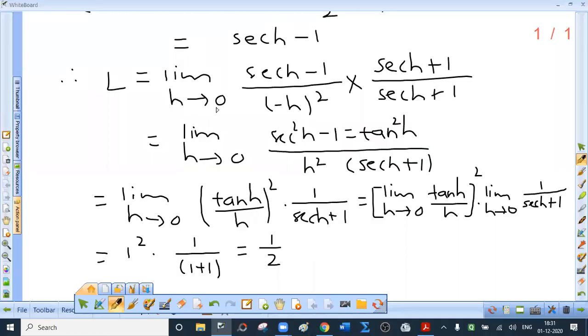So L equals limit x tends to 0, (sec h minus 1) upon minus h square. Now in the same step, I have multiplied numerator and denominator by sec h plus 1 upon sec h plus 1 for the sake of getting tan square, because sec minus 1 into sec plus 1 is sec square minus 1, which is tan square. Minus h bracket square is h square. Tan square h upon h square is the square of this. What is the limit of a square? Square of the limit. This is a standard limit. Its value is 1. So 1 square. Here to take the limit means to replace h by 0. What is sec 0? 1. So 1 upon 2 is the final answer.